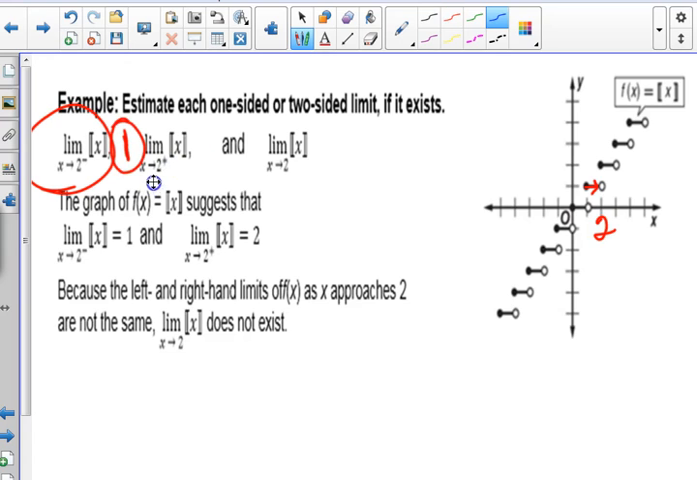The second one says 2 from the right, okay? So I'm starting at 3 this time, and I'm going to get closer and closer to 2 from the right. What y value is that at? Okay, so does a limit exist at 2? Nope, because to the left of 2 and to the right of 2 were 2 different y values, so this does not exist.